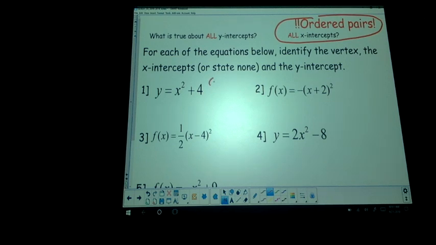Identify the vertex. 0, 4. Agreed? That's also the y-intercept. Think about it. 0, 4. I don't go right or left at all. I just go up 4. This is my y-intercept. It's also my vertex. So they are one and the same.